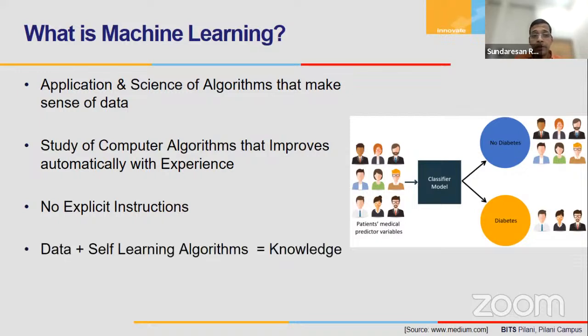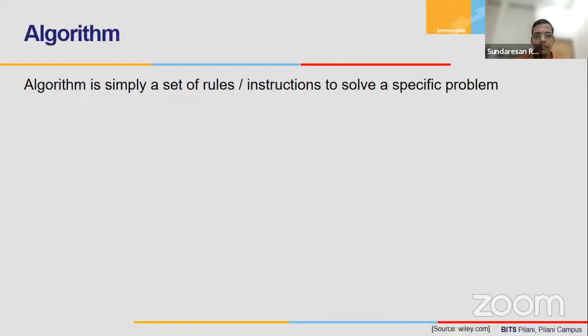So today we have huge amounts of data, and like Professor Uma Shankar was telling, we have structured data and unstructured data, and with the help of self-learning algorithms, which machine learning provides us with, we can convert this data into knowledge. So what exactly do we mean by an algorithm?